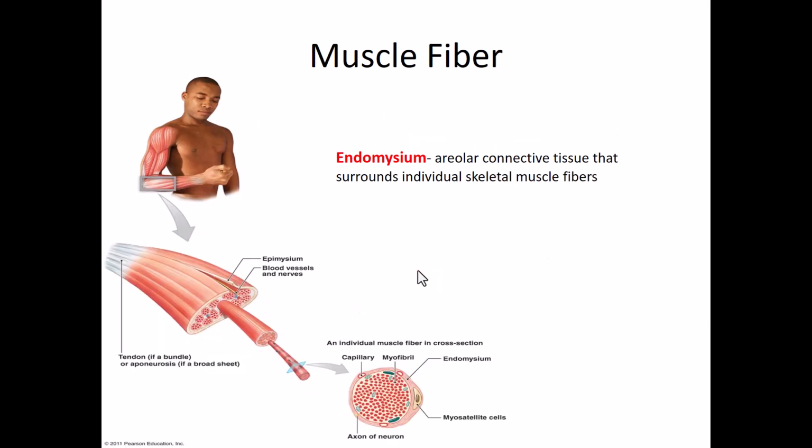Finally, if we look at each individual muscle fiber, so we see at the bottom of the screen an individual muscle fiber, each muscle fiber within the fascicle is surrounded by an areolar connective tissue covering called the endomysium. Endomysium is the innermost connective tissue covering that surrounds the skeletal muscle cells and the last organization covering for our skeletal muscle fiber.